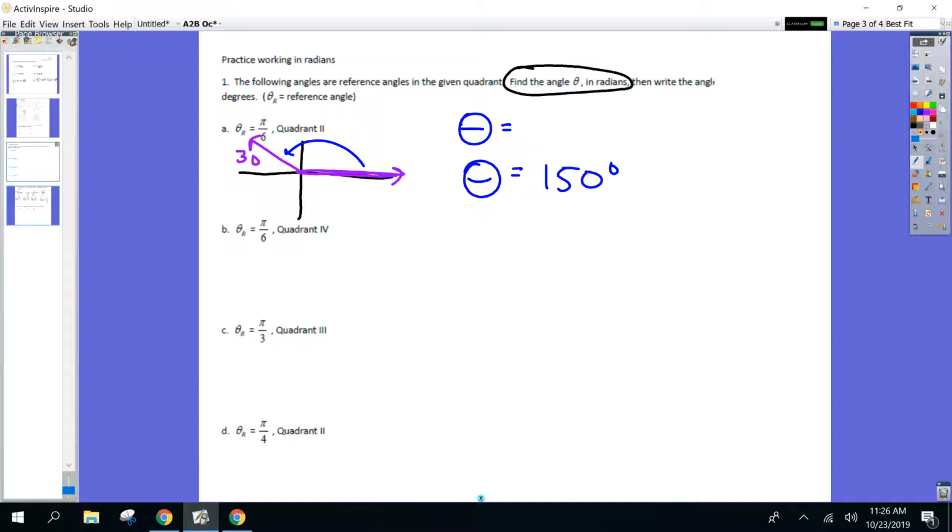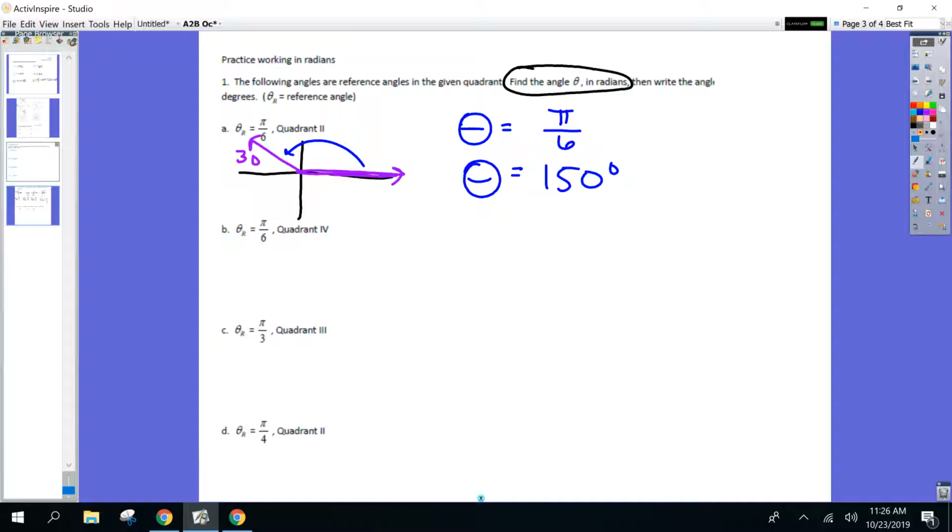Can we convert quickly without having to go to our reference sheet? Yes. What was your reference angle? In radians, what was our reference angle? So we know this has to do something with pi over 6, right? Is it 150 divided by... No, don't. Let me teach. Thank you. Let me teach.